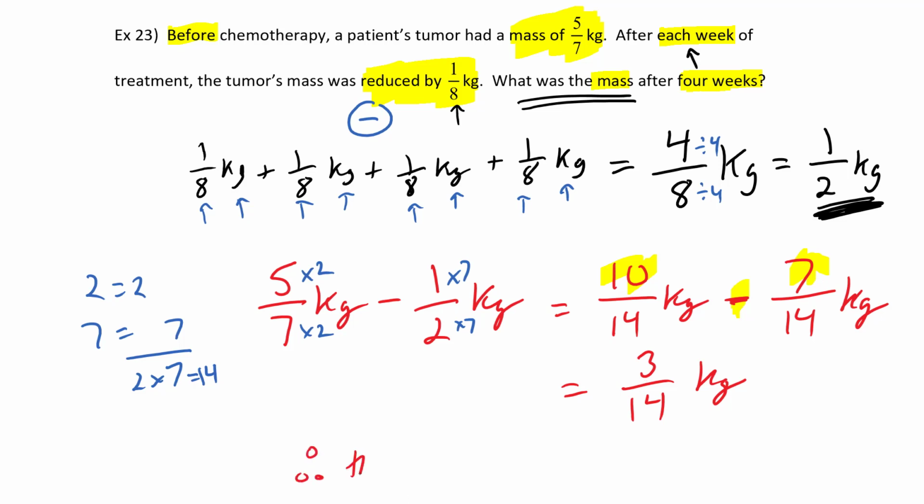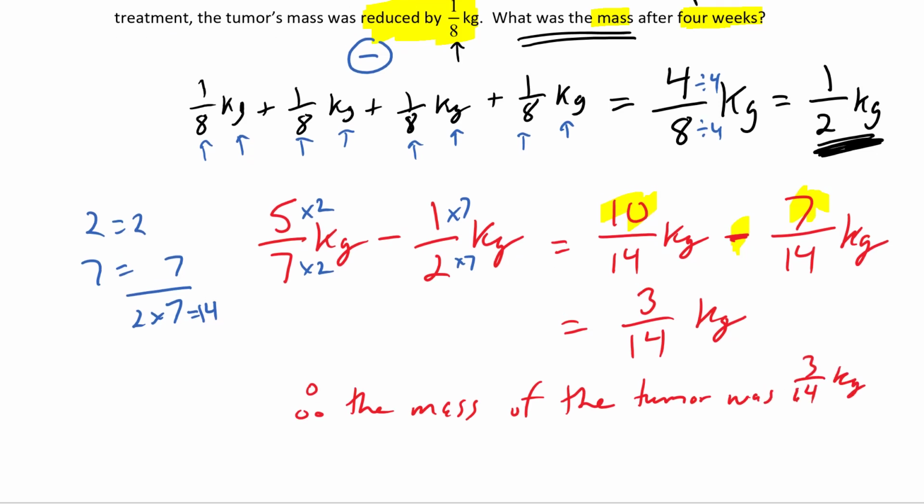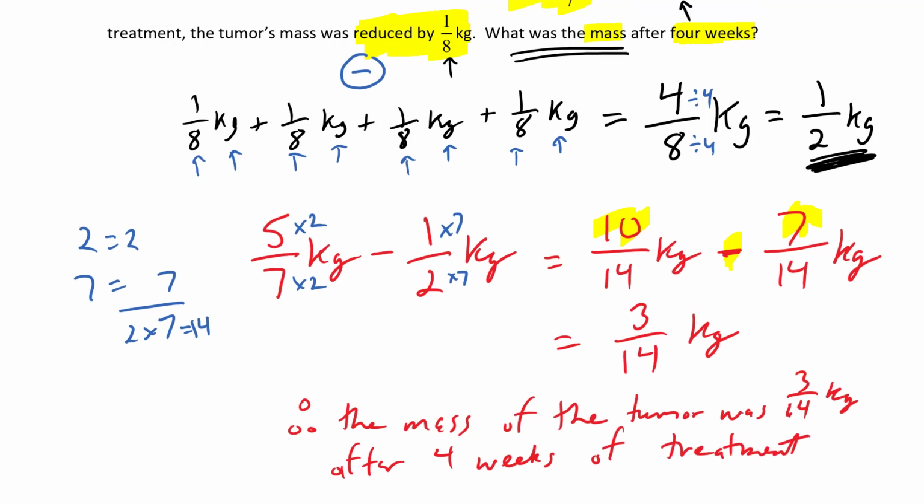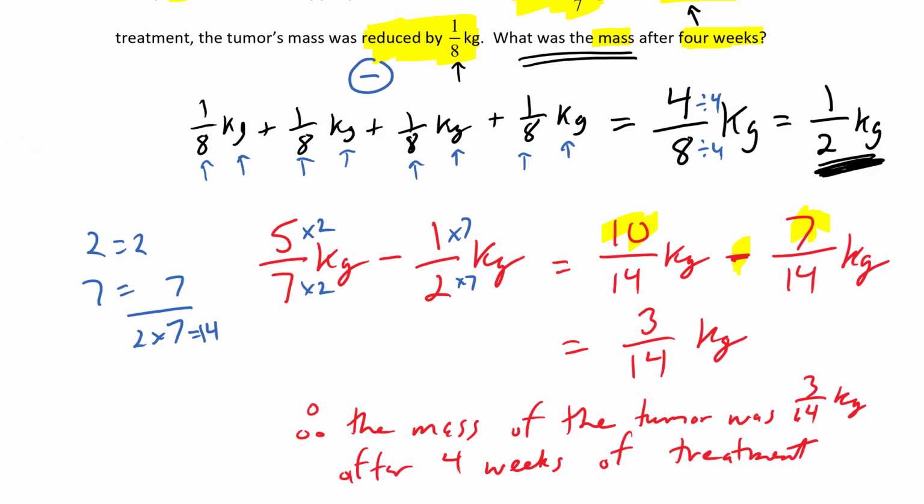Therefore, the mass of the tumor was 3/14 of a kilogram after 4 weeks of treatment. Double check. Is that what we were asked to find out? Yes, what the mass was after 4 weeks of treatment.